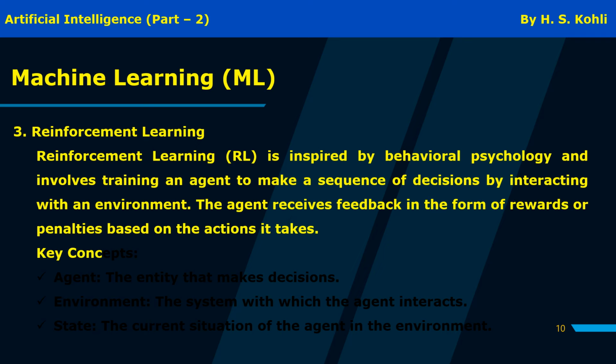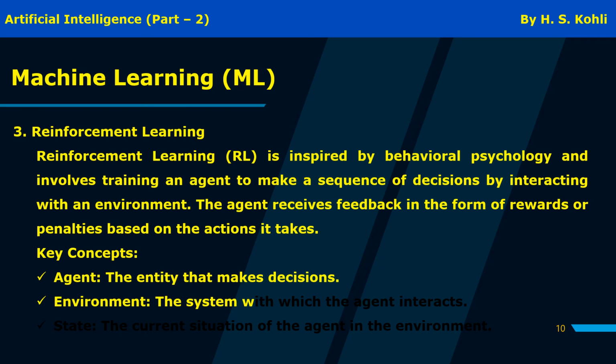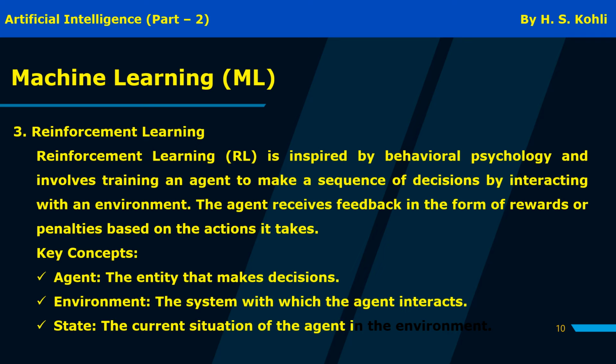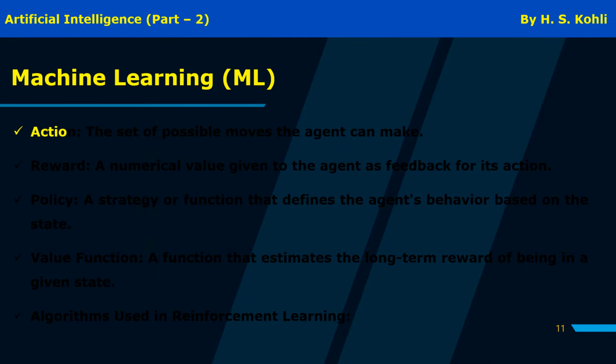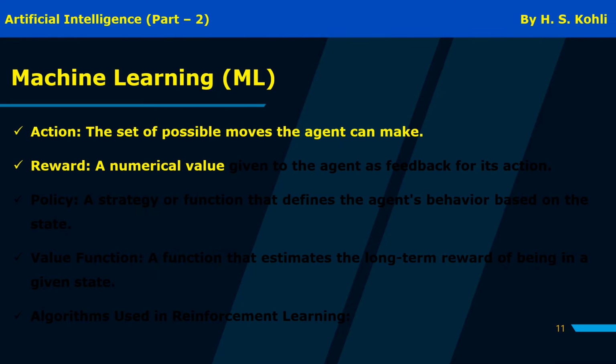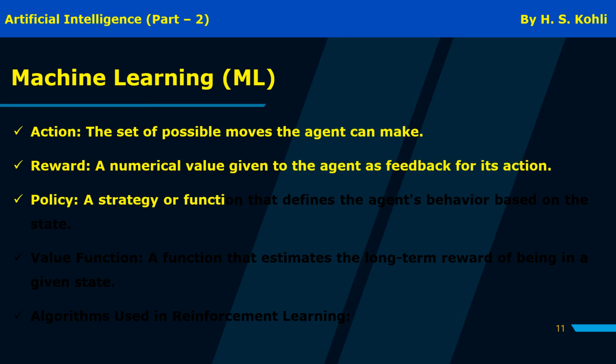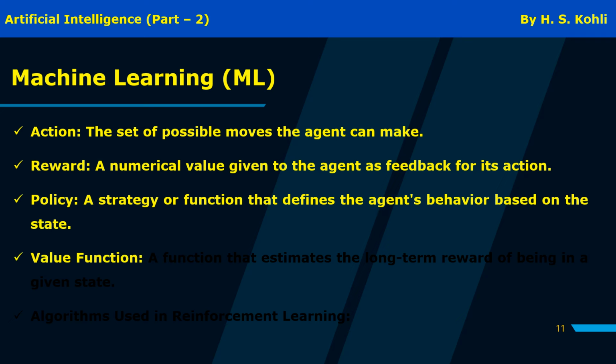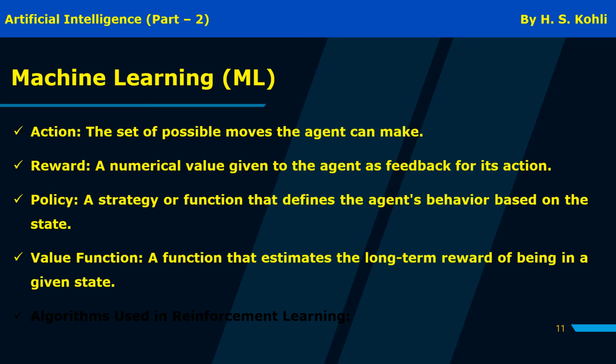Key concepts: Agent, the entity that makes decisions. Environment, the system with which the agent interacts. State, the current situation of the agent in the environment. Action, the set of possible moves the agent can make. Reward, a numerical value given to the agent as feedback for its action. Policy, a strategy or function that defines the agent's behavior based on the state. Value function, a function that estimates the long-term reward of being in a given state.